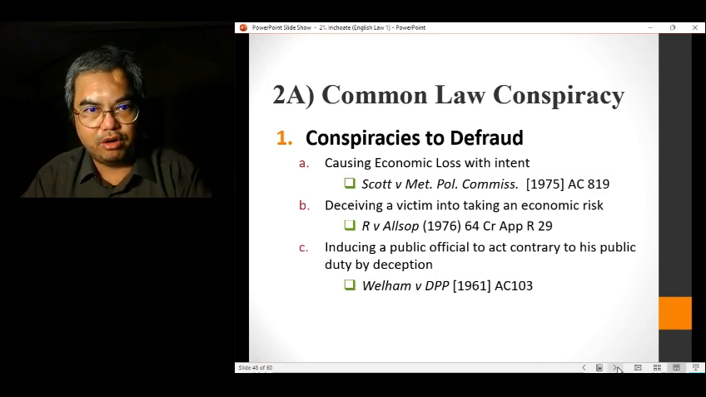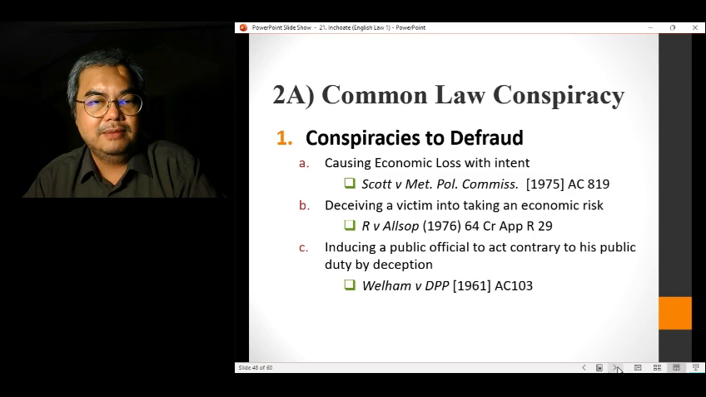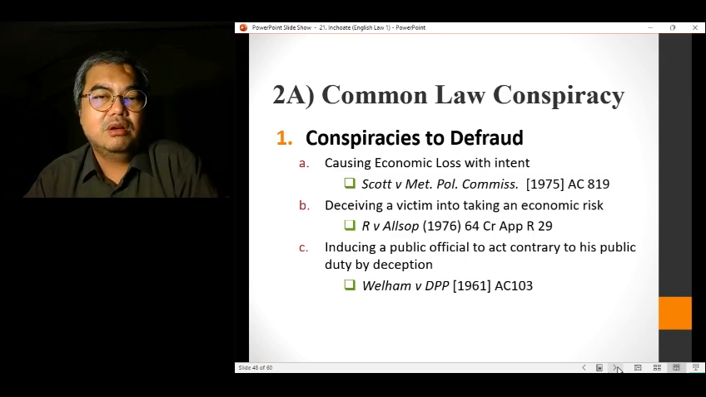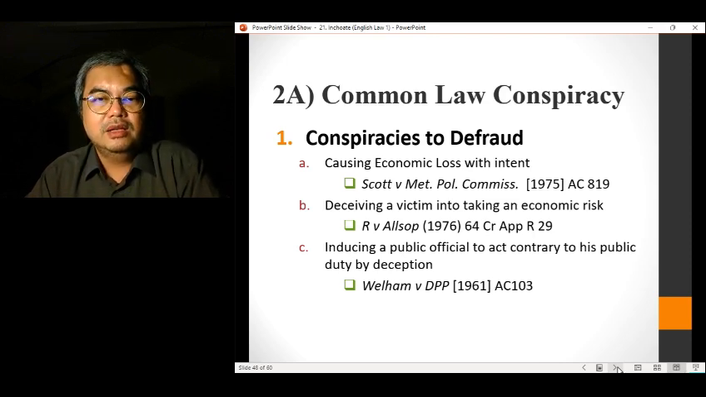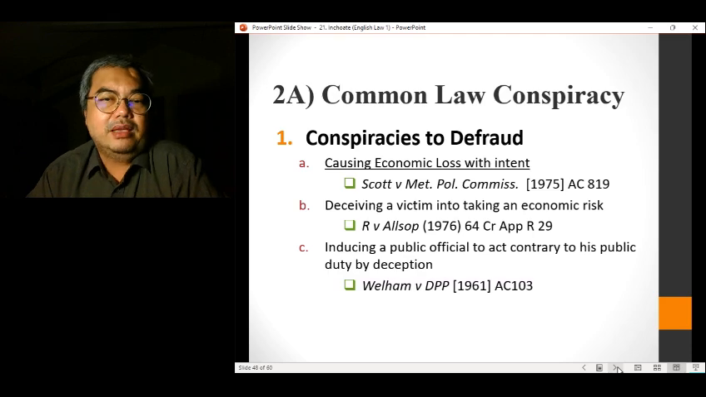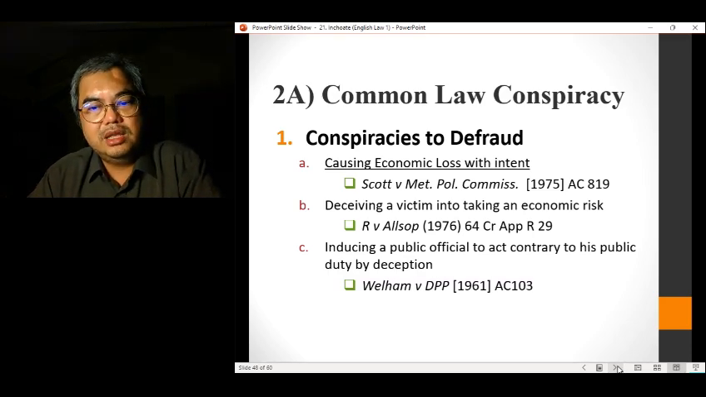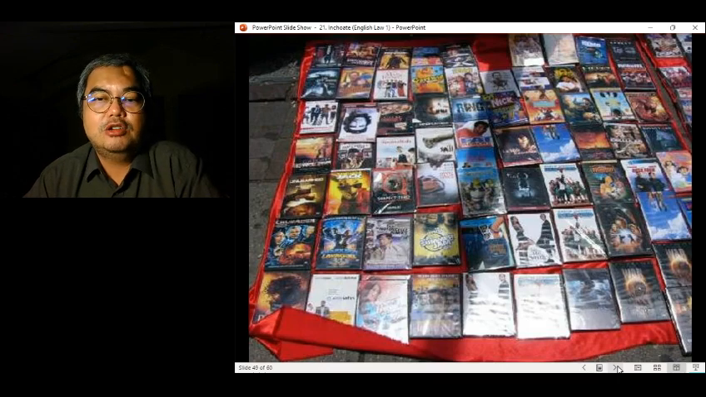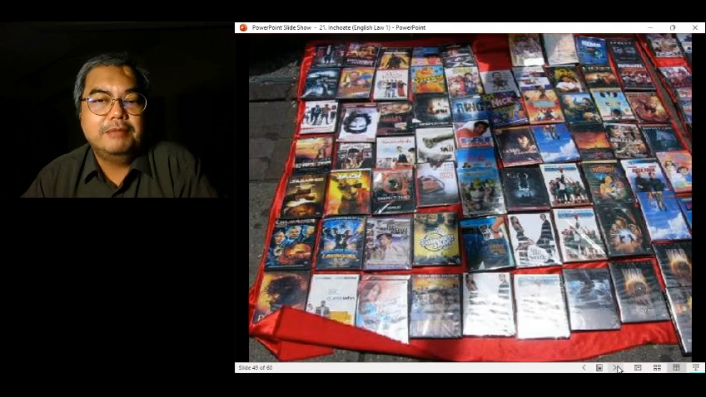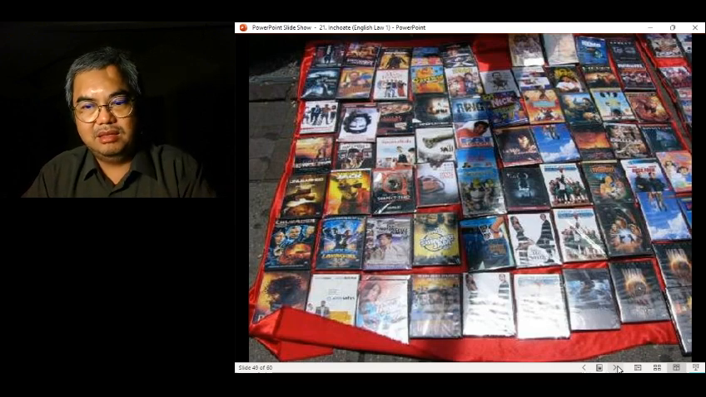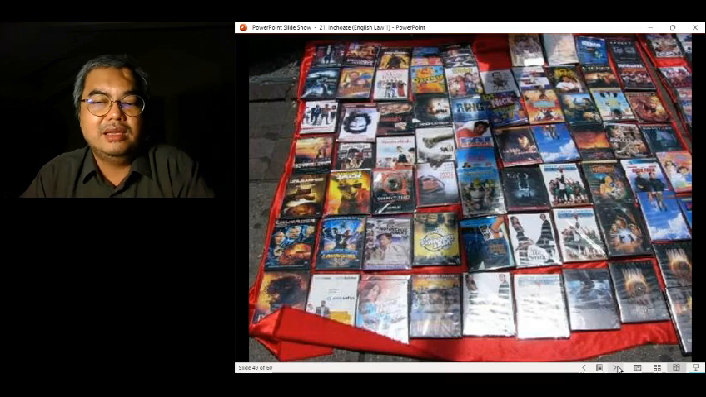First is that you conspire to defraud by causing economic loss with intent. The second is to deceive the victim into taking an economic risk. And finally, the third is when you conspire to induce a public official to act contrary to his public duty by deception. So first, conspiracy to defraud by causing economic loss with intent. This is the case of Scott against Metropolitan Police Commissioner. In the case of Scott, it actually involves the illegal duplication and distribution of movies. So the conspiracy was actually to defraud the people who deserve to get the royalties from the screening of these movies, but they are not going to get it if it was illegally copied and illegally distributed.